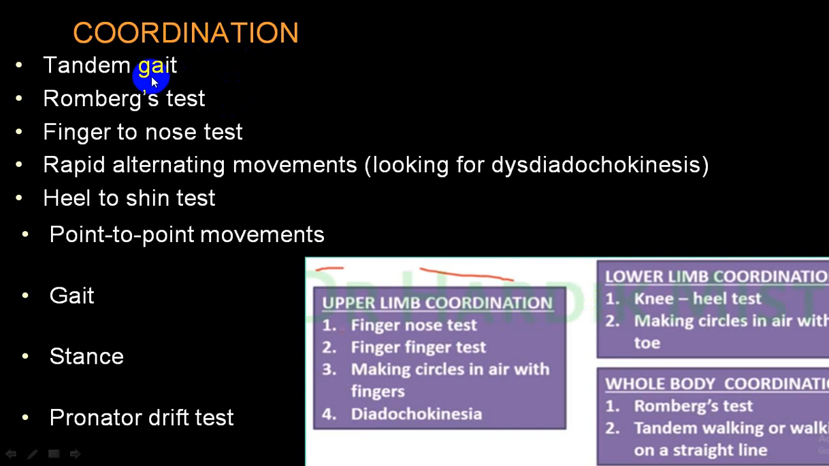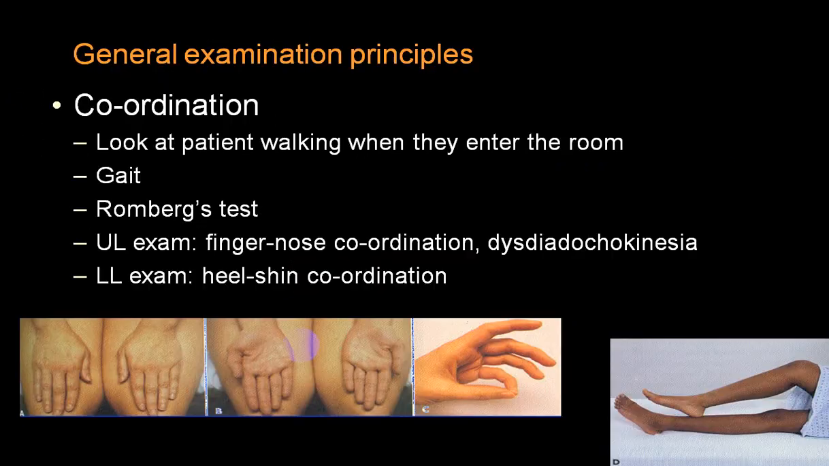While gait and erect posture, Romberg test and tandem gait will be able to demonstrate incoordination and ataxia very nicely. So these are all the different tests in the upper limb: finger nose, finger to finger, making a circle in the air with the finger, diadochokinesia. In the lower limb, heel knee test, making a circle in the air with the toe, and for the whole body, Romberg test and tandem walking. So you can divide coordination tests into upper limb, lower limb, and whole body.